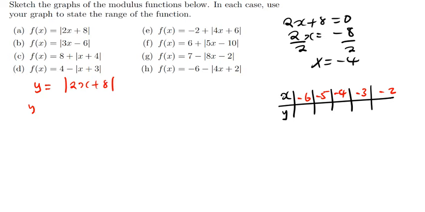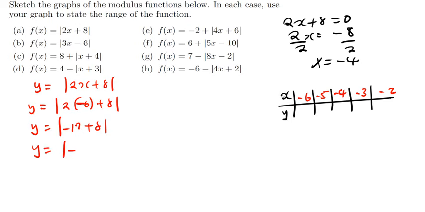Now, this is y is equal to the modulus of 2x plus 8. So when x is negative 6, what will be the value of y? That is going to give me negative 12 plus 8, so y will be equal to negative 4. Anything in the modulus comes out as positive, so y is equal to 4.